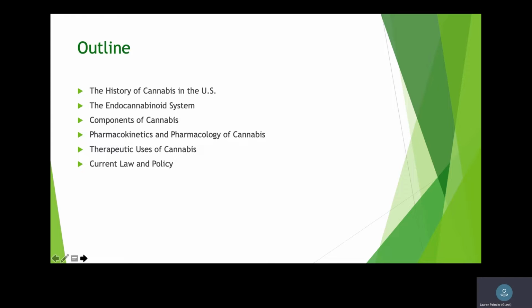The outline for today's program: we're going to talk first about the history of cannabis in the United States. We'll also talk about the endocannabinoid system, components of cannabis, pharmacokinetics and pharmacology of cannabis, therapeutic uses of cannabis, and current law and policy.